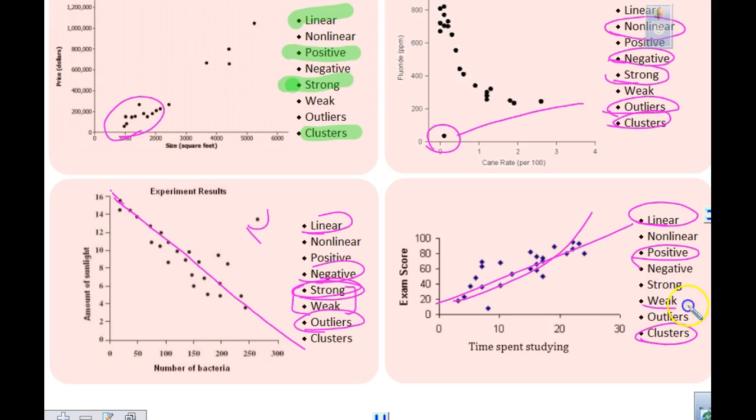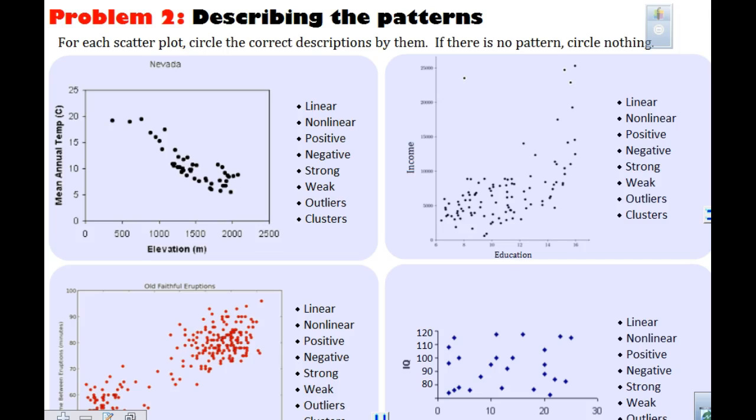I go much more weak on this one, whereas that one was a little more along the line. This one's a little more spread out, so probably weak as we are looking at. All right, so top of the next page down, kind of the same thing.